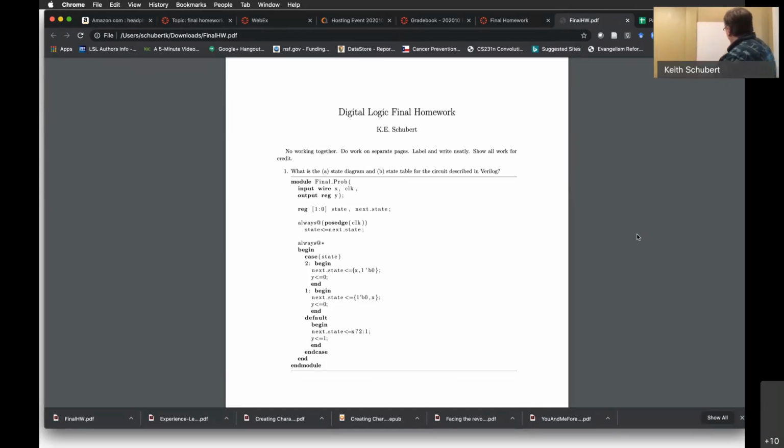But given that my whiteboard is small, I want to be able to have the problem on screen. All right, so we'll start off then.